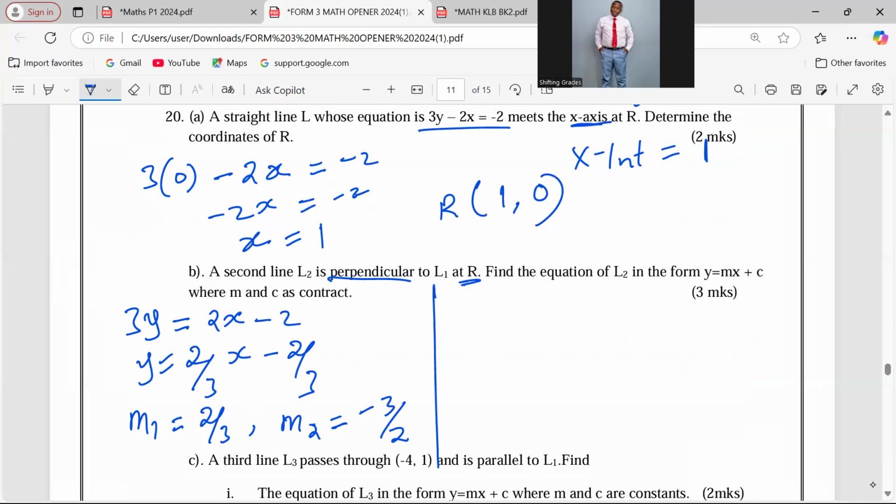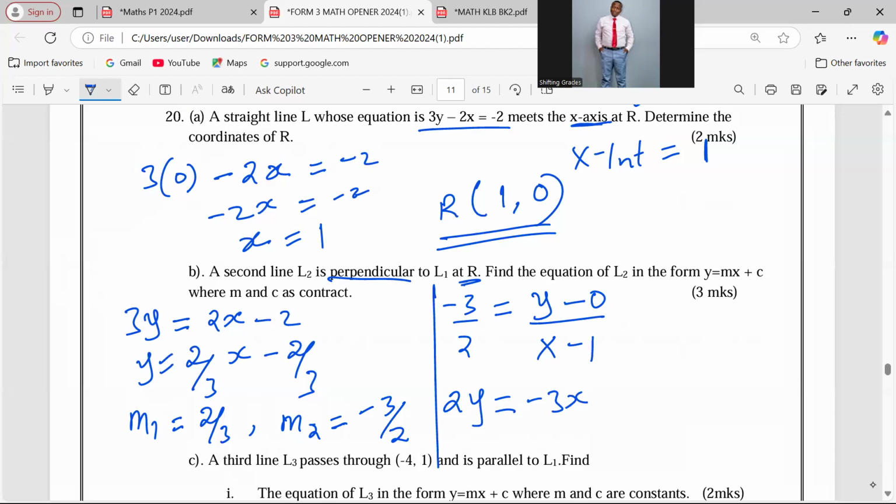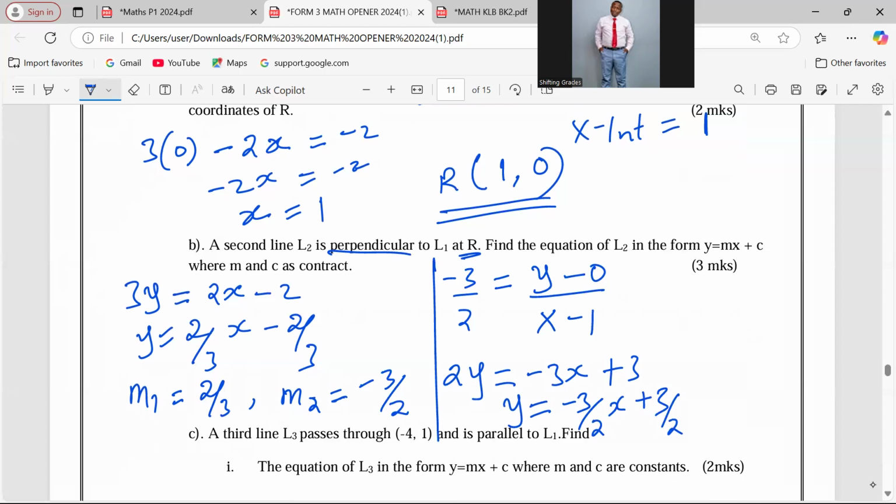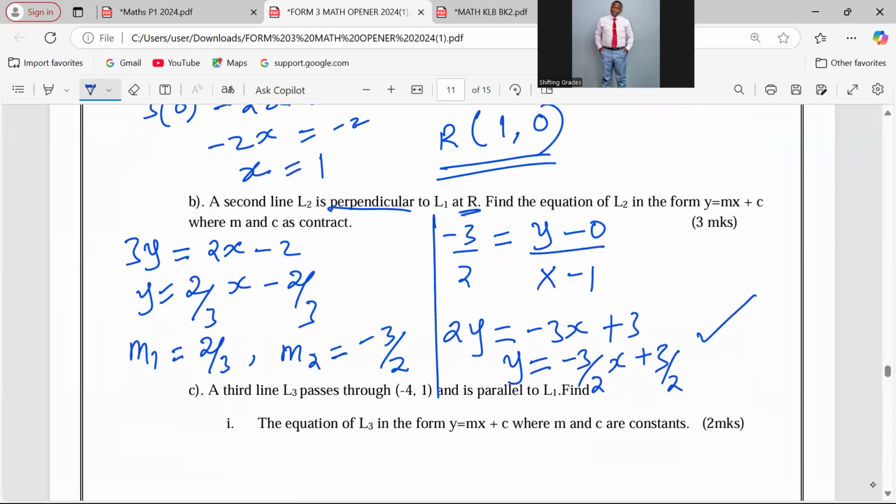So with the gradient, and we have the coordinate here where the line passes, we can get the equation: -3 out of 2 equals y minus 0 over x minus 1. Let's do a cross multiplication. 2 by y, 2y. -3 by x, and -3 by -1, +3. So the value of y equals -3 over 2 x plus 3 over 2.